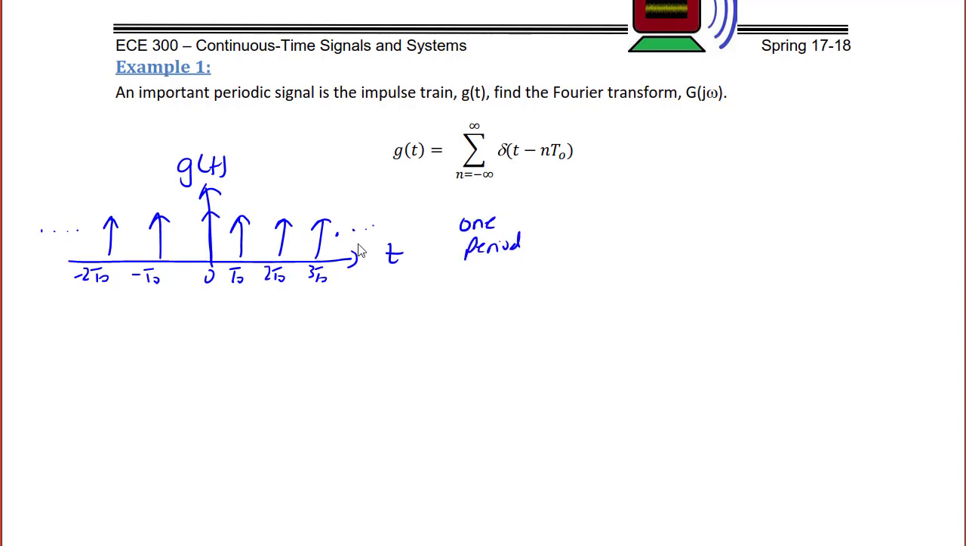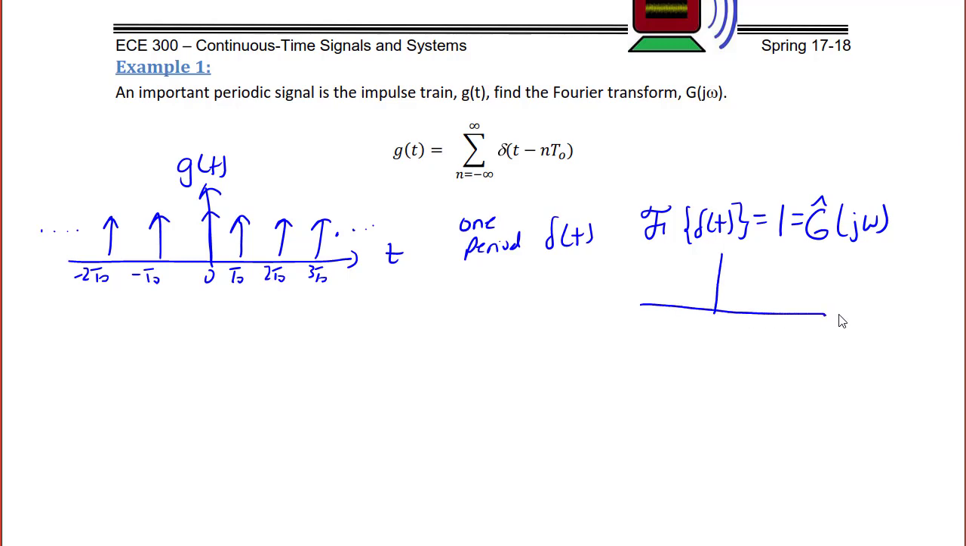So one period of this g(t) would just be the impulse δ(t). And the Fourier transform of δ(t) is 1, which is equal to ĝ(jω). So a quick sketch of that would just be a 1 for all frequencies.